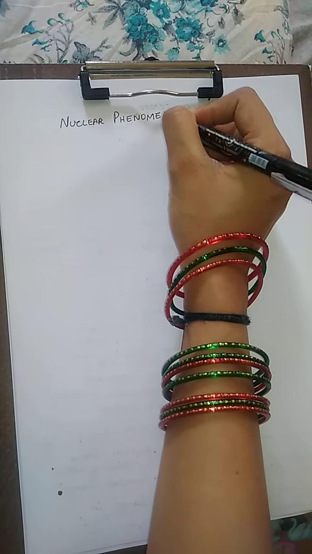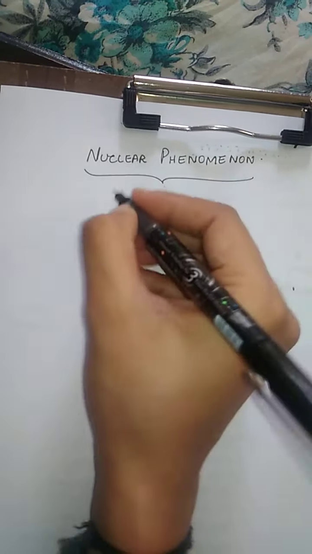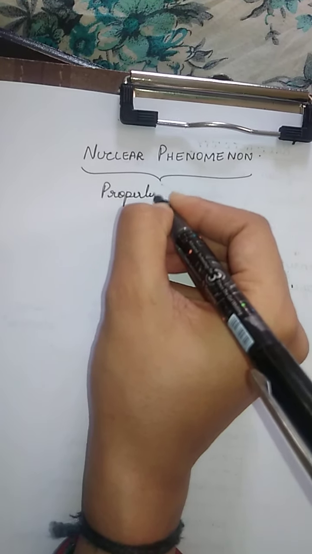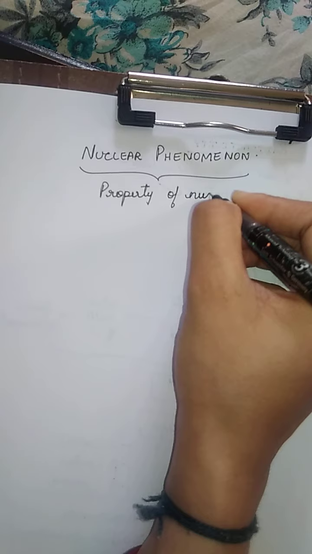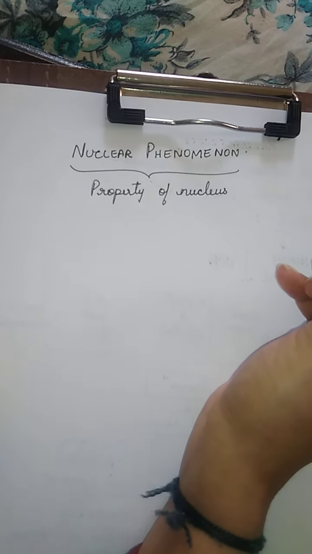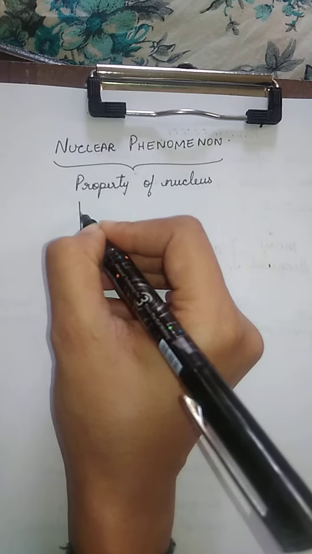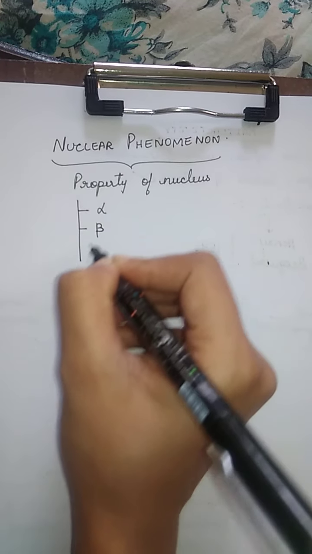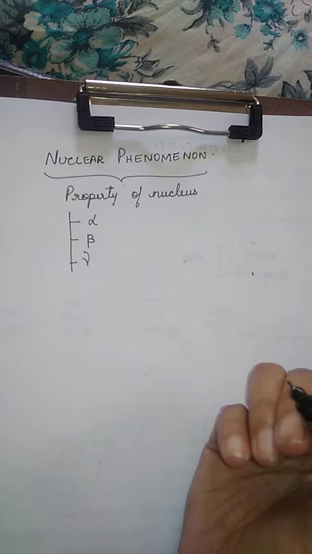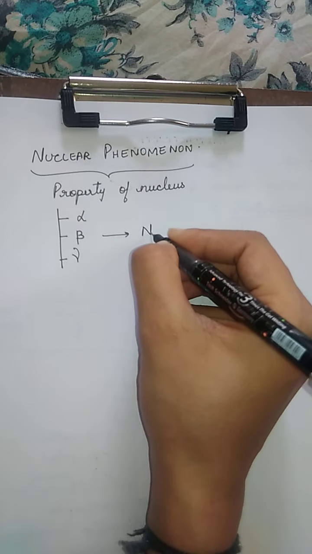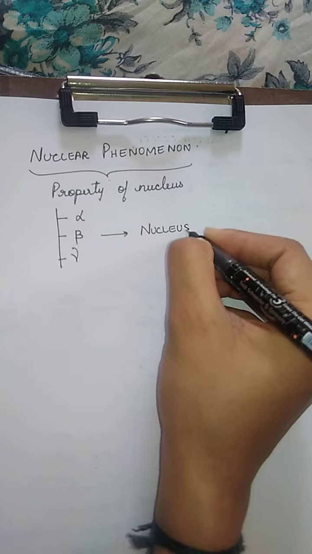Any changes happening in the nucleus will result in a change in the nature of the radiations. Basically, this radioactive decay is because of changes in the property of the nucleus of an atom. Because of this, there is a spontaneous emission of alpha, beta and gamma radiations.